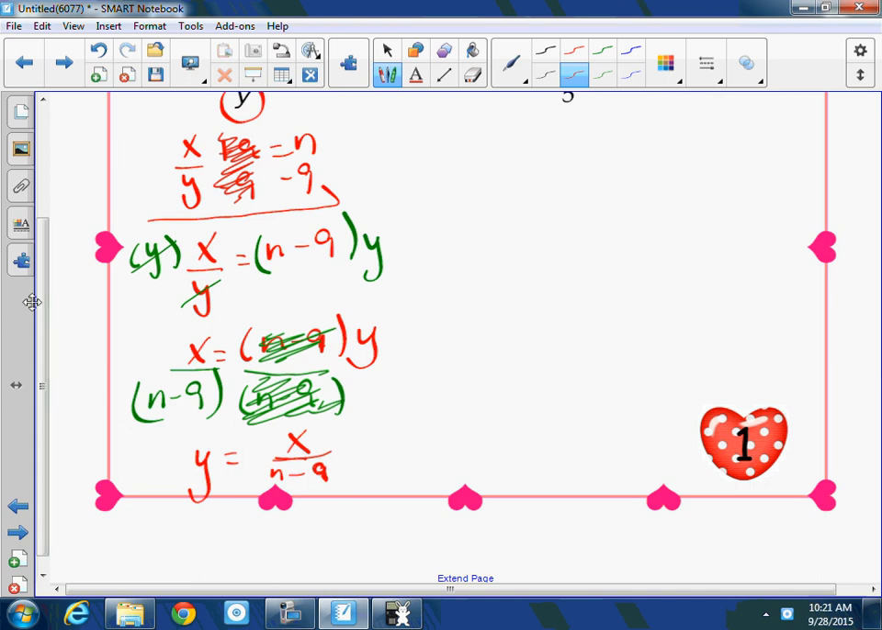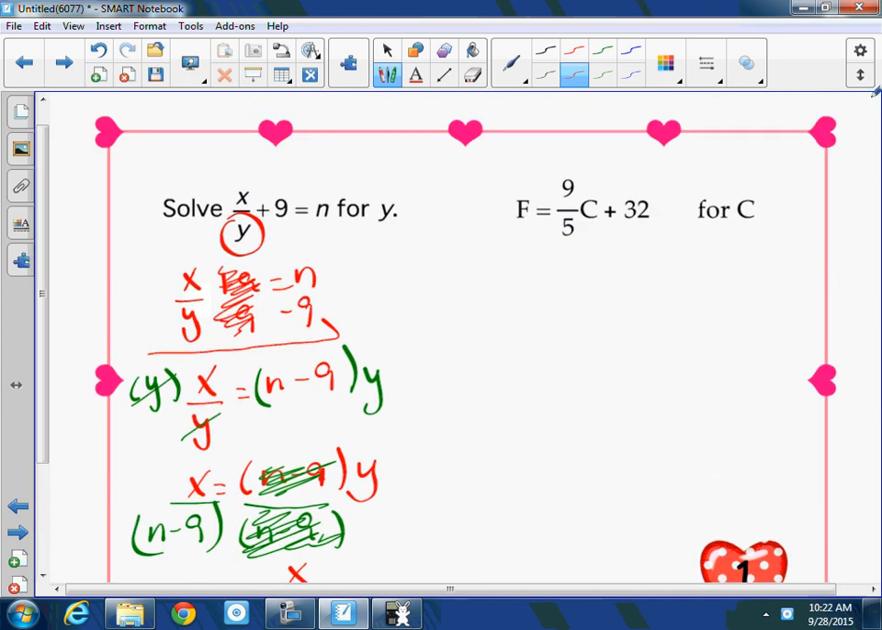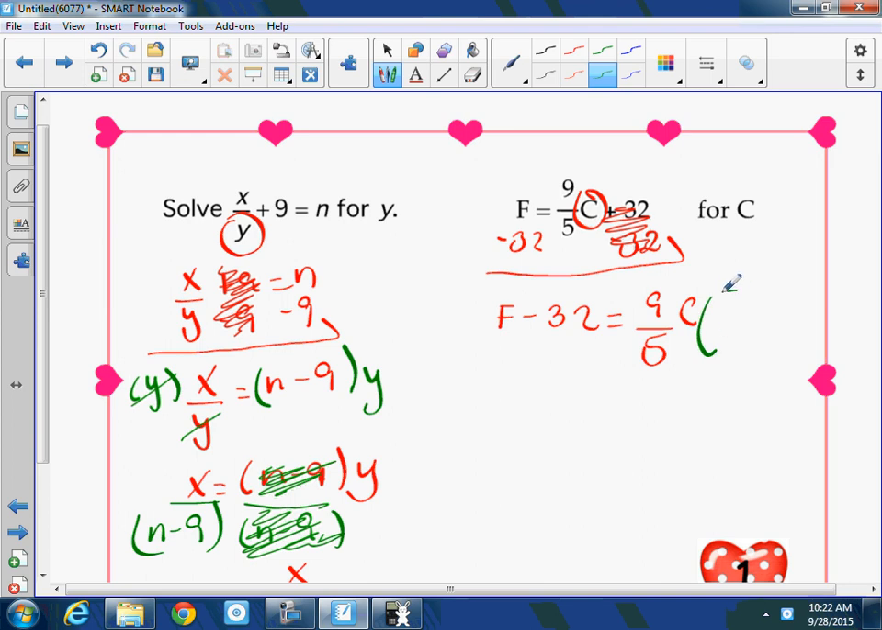All right, let's go to the next one. In this one, I have to solve for C. So I'm going to get rid of that plus 32 by a minus 32. That's canceled. So I have that F minus 32 equals 9/5 C. To get rid of that 9/5, I'm going to have to multiply by its reciprocal. So 5 at the top, 9 at the bottom.